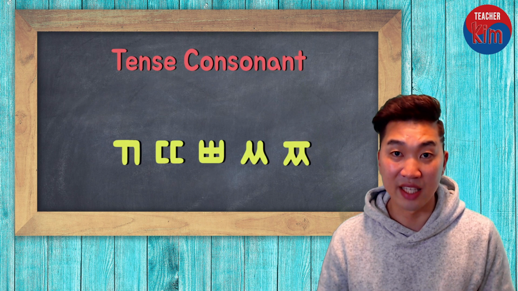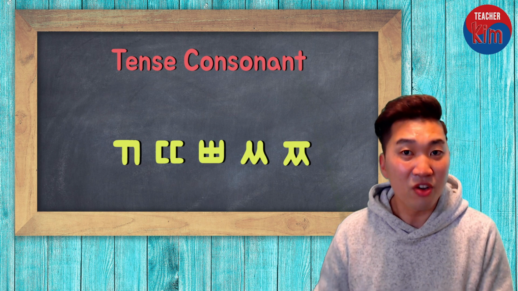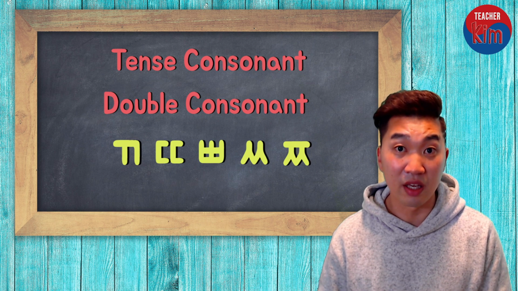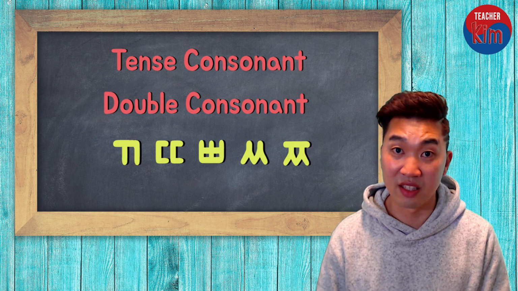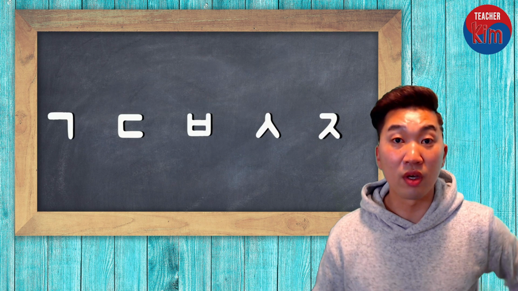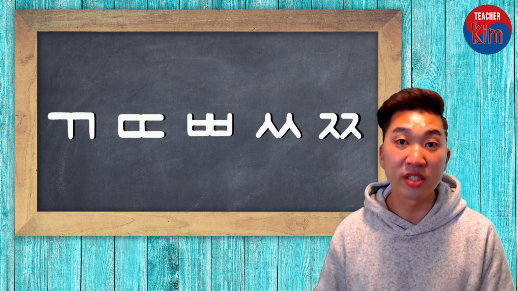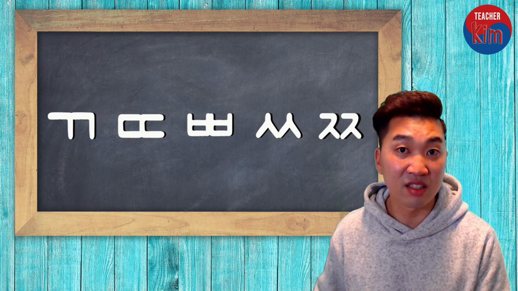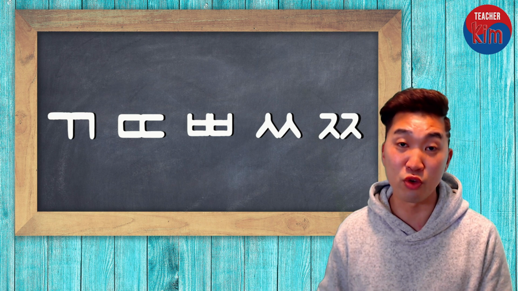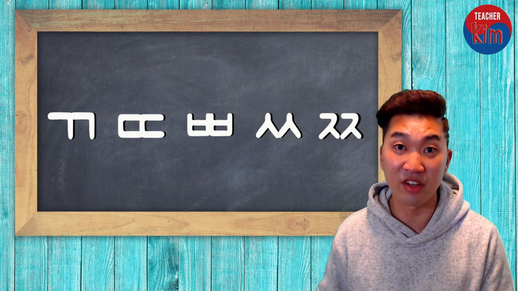I'm gonna talk about tense consonants. It sounds very tense, and some people call it double consonant because, as you see, it has 2 same consonants in it. Tense consonant, double consonant, you can call it both ways. We already learned these 5 soft consonants, and if I put one more same consonant next to each consonant, they become double or tense consonants. So if you remember how to write soft consonants, writing double consonants is very easy.